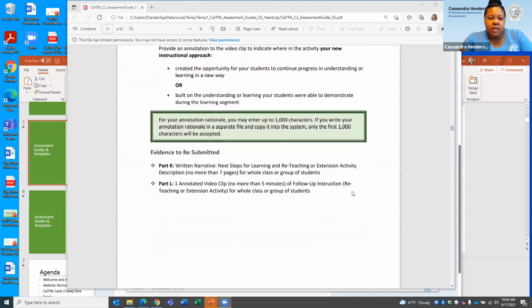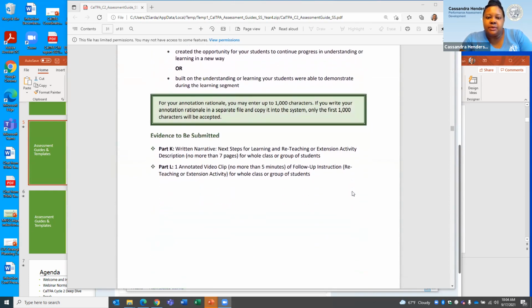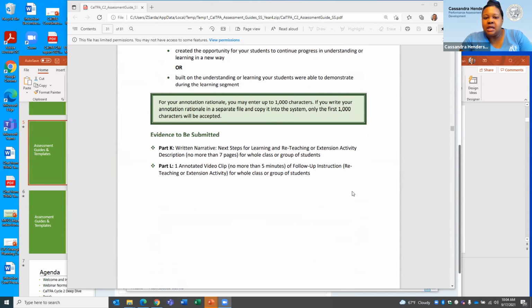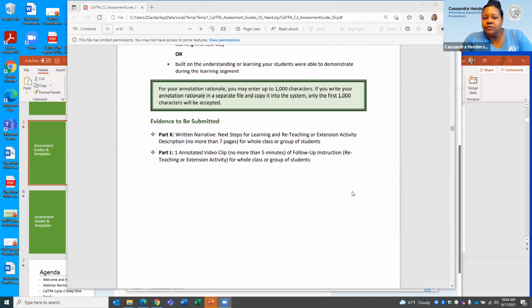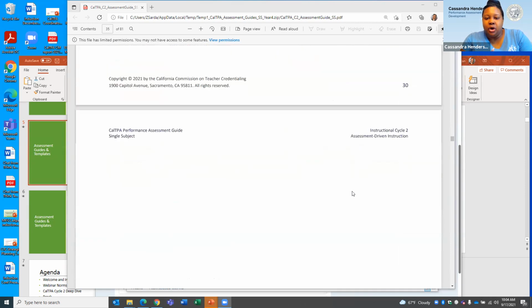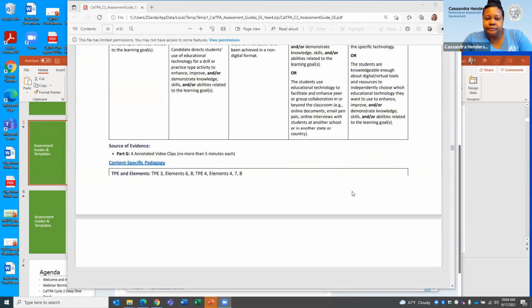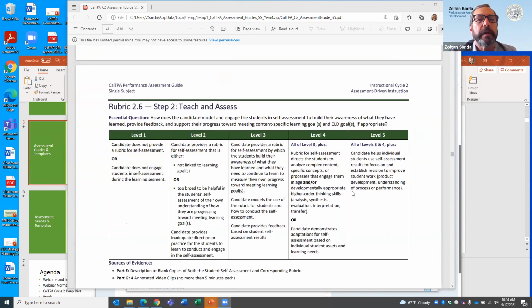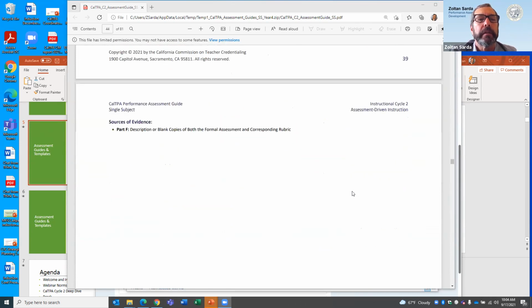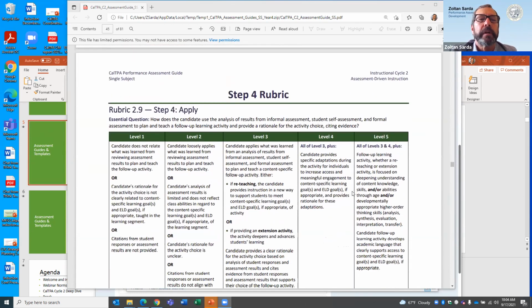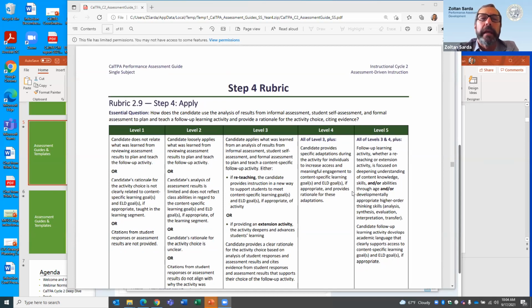Okay. And the evidence to be submitted here is part K, which is the written narrative explaining the next steps for learning and reteaching or extension activity, no more than 7 pages. And again, that is for whole class or a group of students. And then part L. And the last rubric, 2.9, is focused on how did they use their analysis of the results from the assessments to plan and teach a follow-up learning activity.